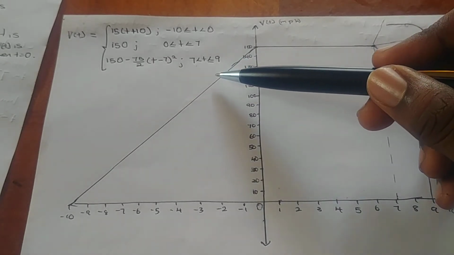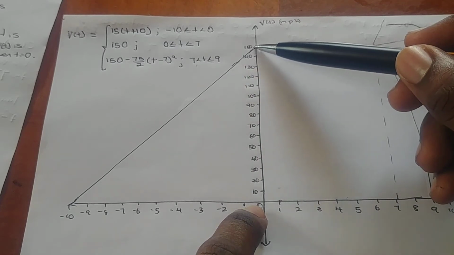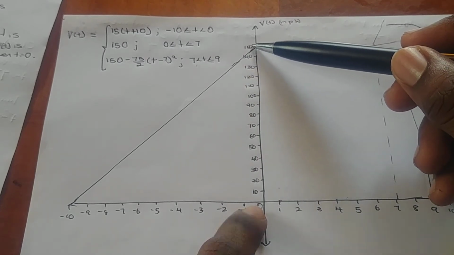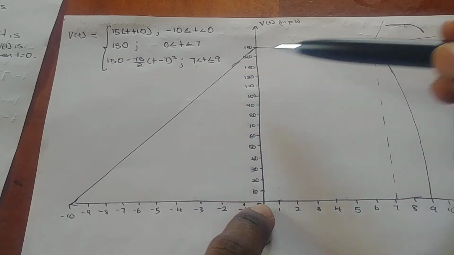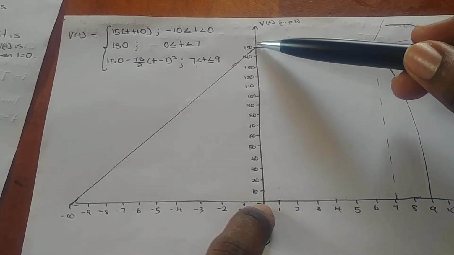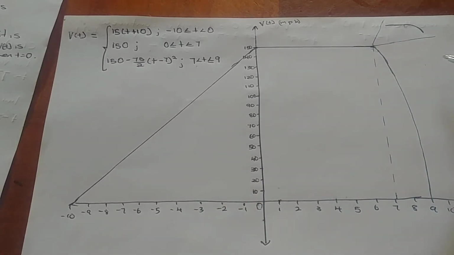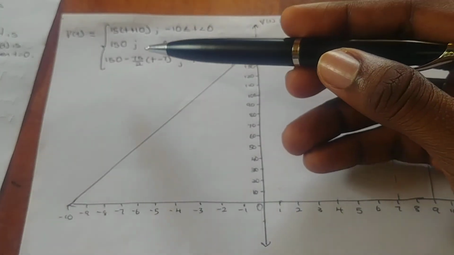And we can see that when you get closer and closer to 0 from the left, our limit is 150. And from the right, when you get closer and closer to 0, we are approaching 150. So the limit as t approaches 0 of v of t is 150, and it exists. Now from our piecewise function, we know that v of 0 exists.